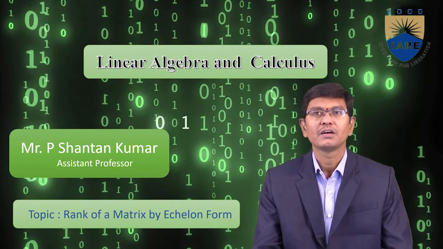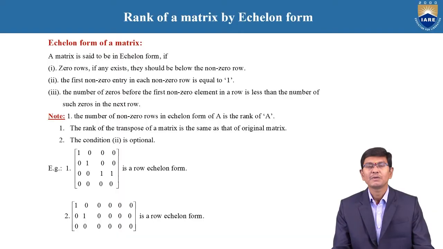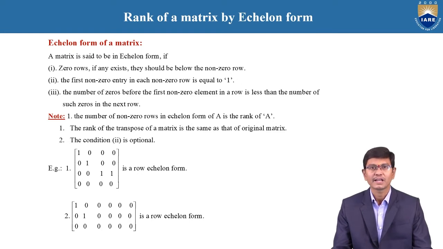Today's topic is the rank of a matrix by the echelon form of a matrix. To find the rank of a matrix, we first need to discuss the meaning of the echelon form of a matrix. Only after understanding the echelon form can we get some idea of what the rank of a matrix is. Therefore, first of all, we are going to discuss the meaning of the echelon form of a matrix and what the conditions are, then how to find the solution.